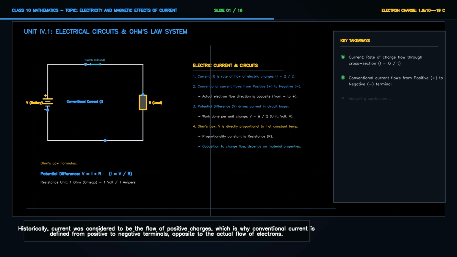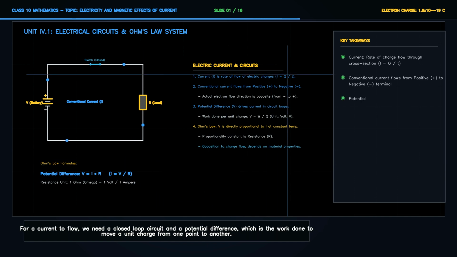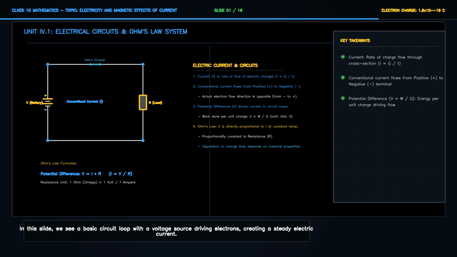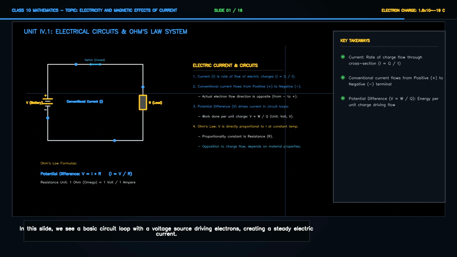For a current to flow, we need a closed-loop circuit and a potential difference, which is the work done to move a unit charge from one point to another. In this slide, we see a basic circuit loop with a voltage source driving electrons, creating a steady electric current.